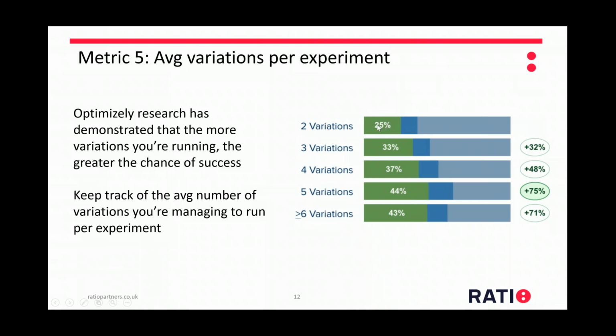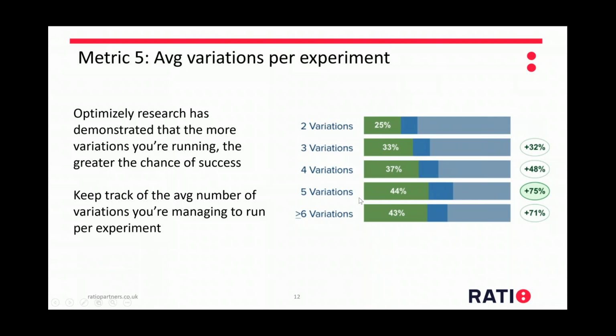And we can see that for experiments that only included 2 variations, which I can tell you would be the majority of them, only 1/4 of those experiments actually won. However, for experiments that included 5 variations, the win rate was 75% higher. And all of a sudden, almost half of tests were winning for those organizations running 5 variations.